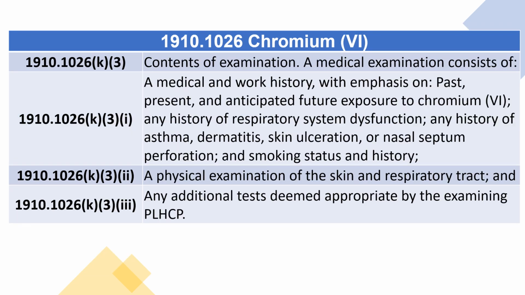1910.1026 (k)(3). Contents of examination. A medical examination consists of (i) through (iii): a medical and work history, with emphasis on past, present, and anticipated future exposure to chromium (VI), any history of respiratory system dysfunction, any history of asthma, dermatitis, skin ulceration, or nasal septum perforation, and smoking status and history; a physical examination of the skin and respiratory tract; and any additional tests deemed appropriate by the examining PLHCP.